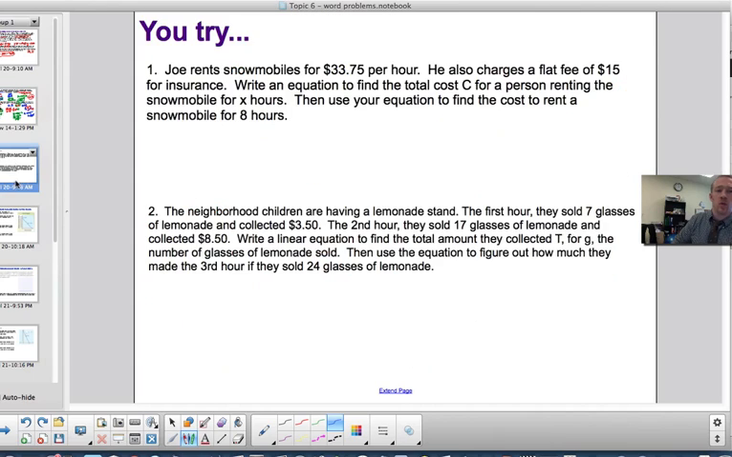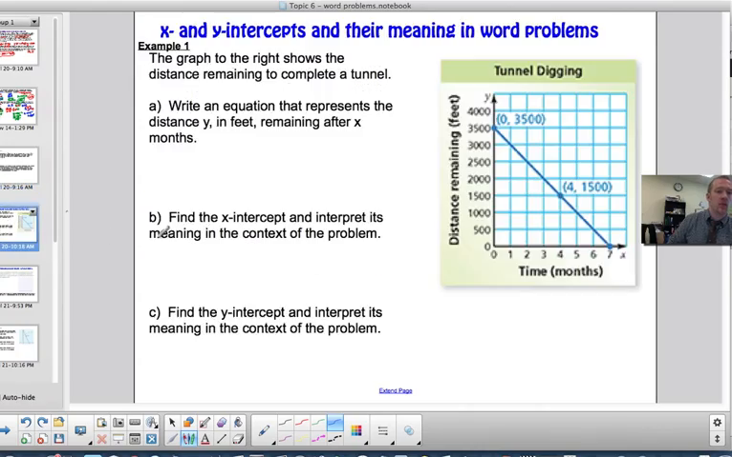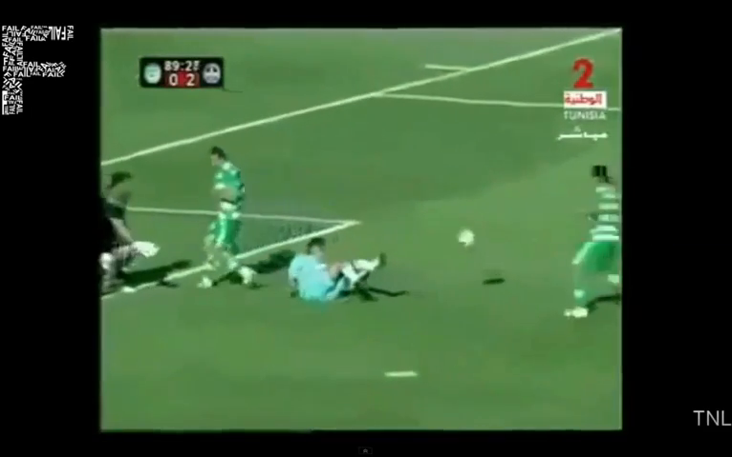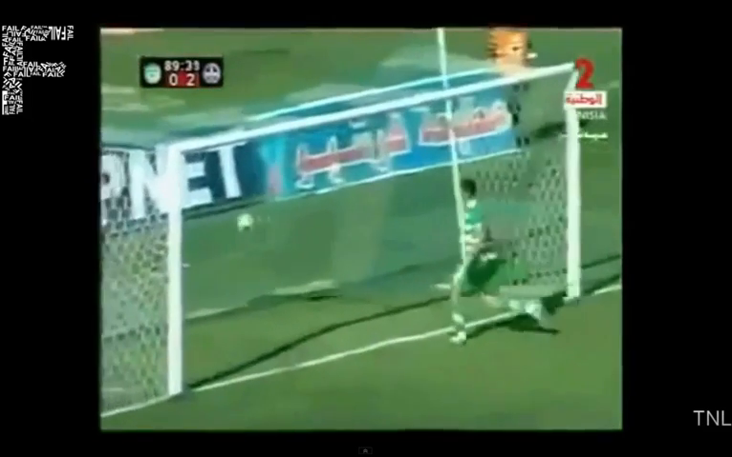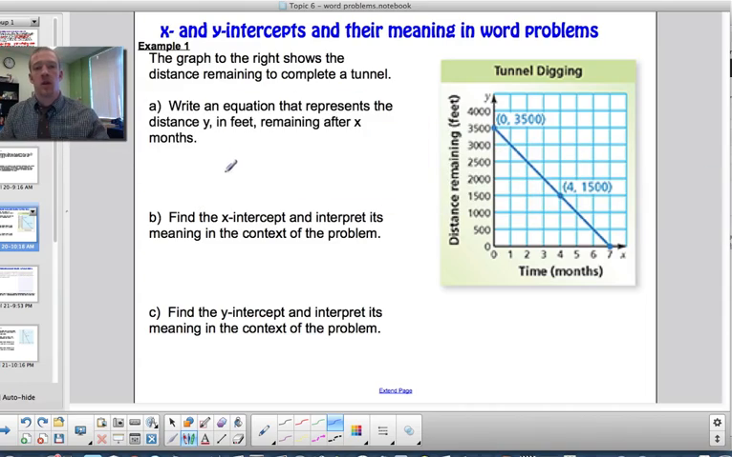So we got a couple more problems, but here's your U-try that are very similar to those. And then here's a couple more problems interpreting what you're given once you have the equation. So the graph to the right shows the distance remaining to complete a tunnel. Okay, so as time goes on, they dig more of the tunnel, so there's less distance remaining to dig. Write an equation that represents the distance.